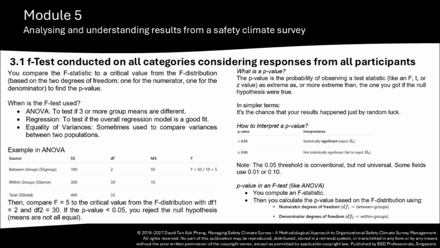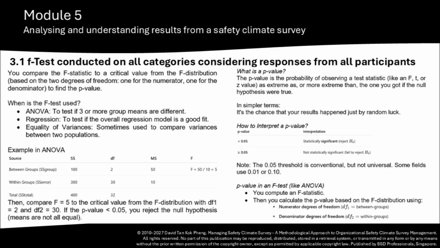In an F-test such as ANOVA, after calculating the F statistic, the p-value is obtained from the F distribution using the corresponding degrees of freedom. This allows us to formally evaluate whether the differences between group means are statistically meaningful or simply due to chance variation.